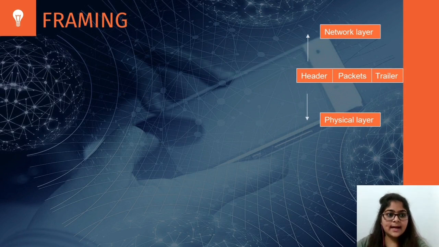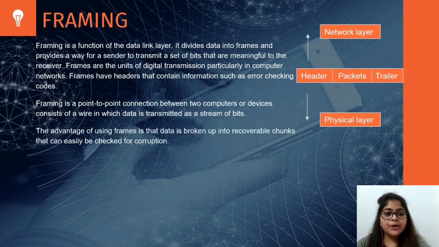Now let us understand the concept of framing. Framing is a function of data link layer, as I have already told you. It divides data into frames and provides a way for a sender to transmit a set of bits that are meaningful to the receiver. Frames are the units of digital transmission, particularly in computer networks. Frames have a header that contains information such as error checking codes.